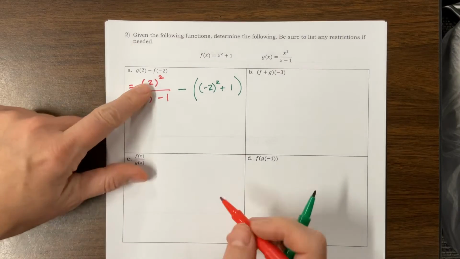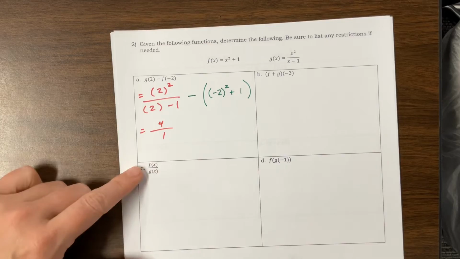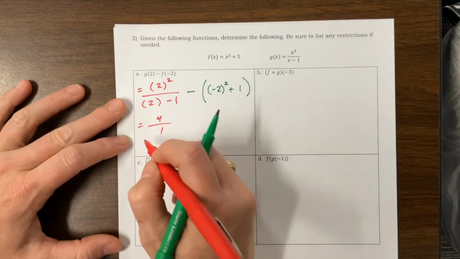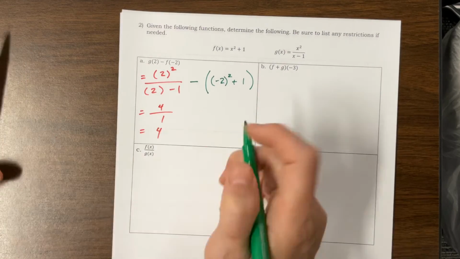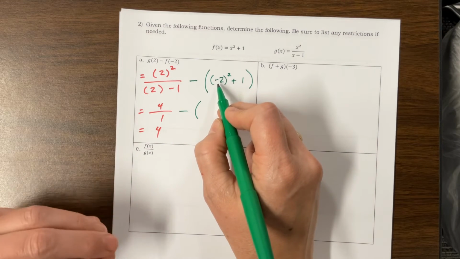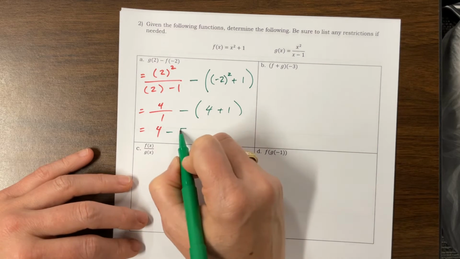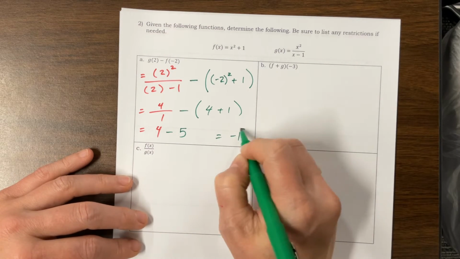Okay. 2 squared is 4. 2 minus 1 is 1. Okay, 4 divided by 1 is still just 4, so that's ready to go. Minus, I see a negative times a negative is a positive, so this becomes a positive 4 plus 1. So this becomes 4 minus 5, and your final answer is negative 1.